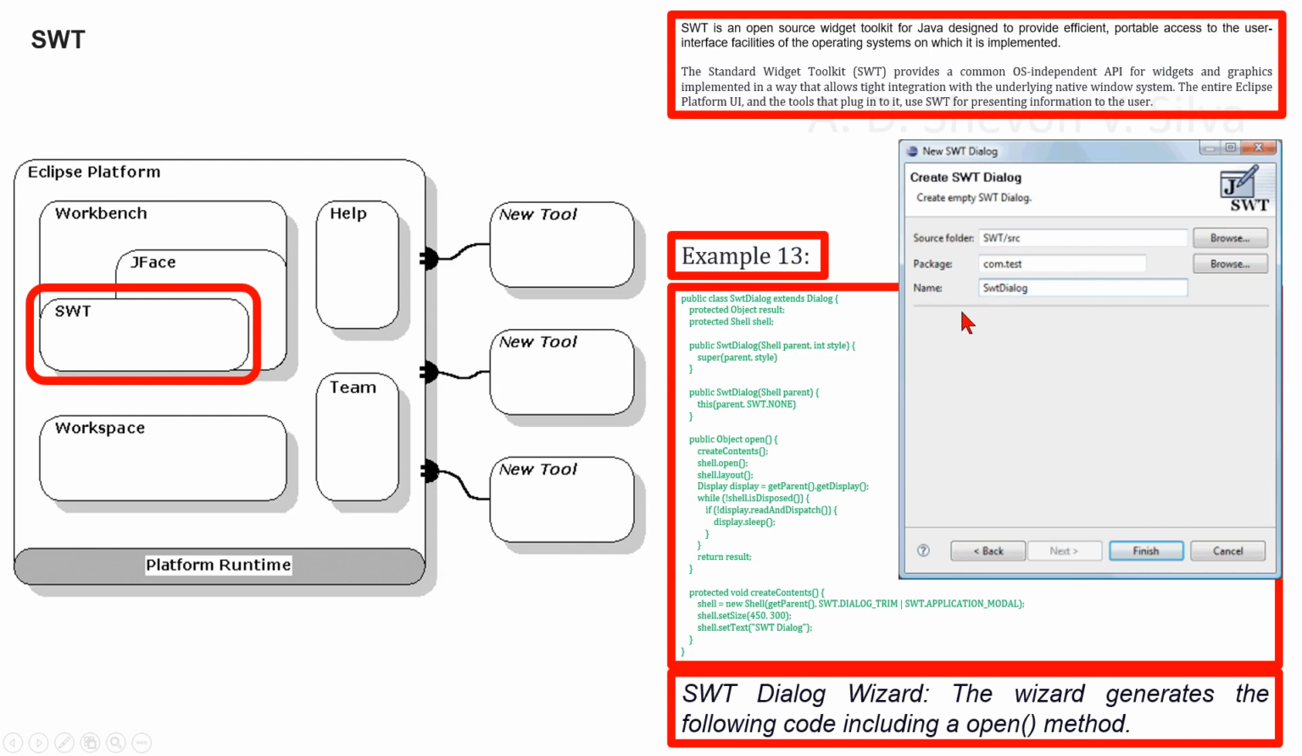Enter the class name and hit the finish button. The org.eclipse.swt.widgets.dialog class is the default superclass. The wizard generates the following code, including the open method.